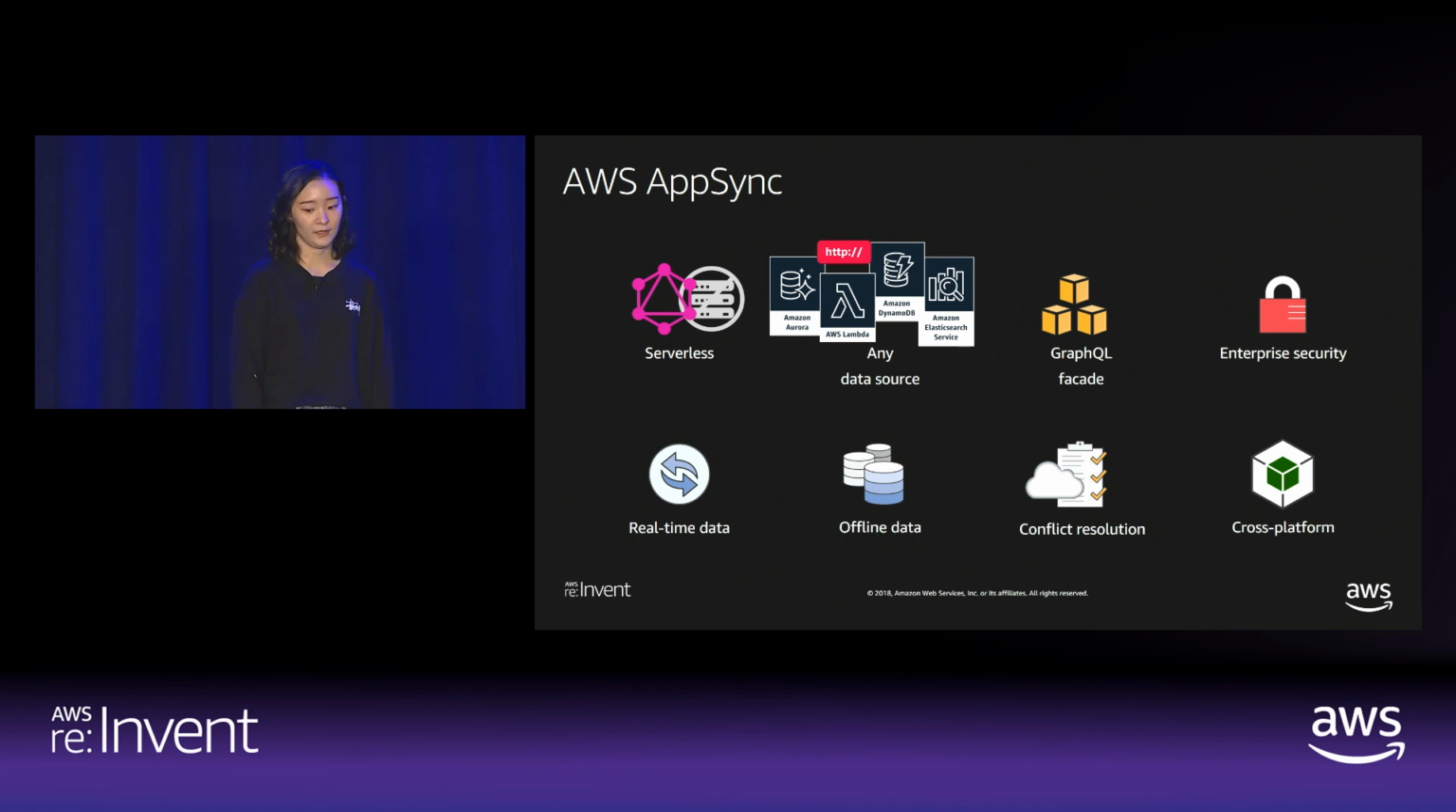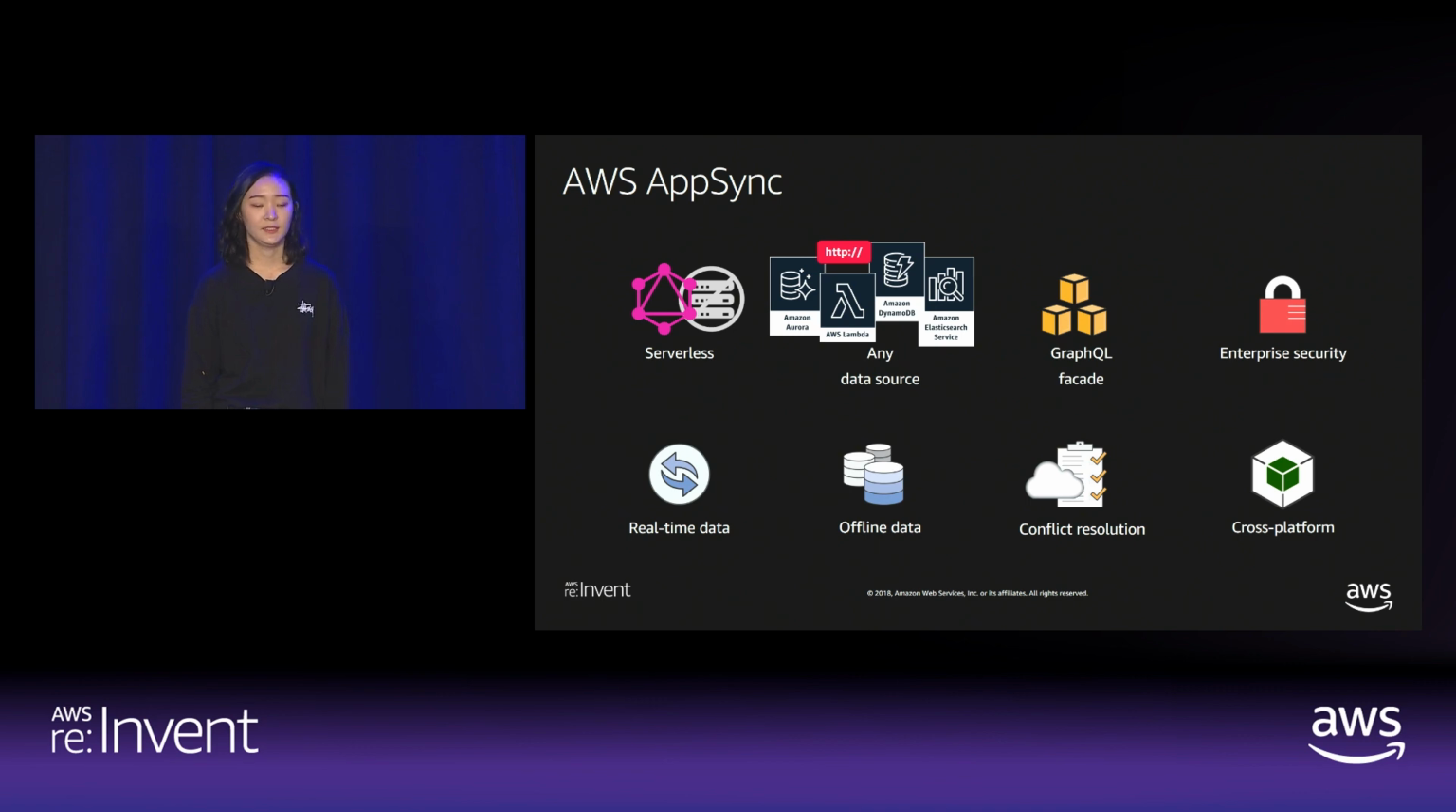AppSync lets you get your data in real time from any API or data source, thus quickly adding liveliness and pub/sub capabilities to your applications. It also lets you make the data available offline in your apps so that the app can function even with limited or no network connectivity.